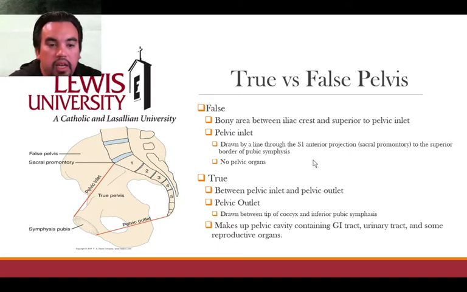And you can see that. And why it's called the false pelvis is because really no pelvic organs sit within this area. But then that leaves us with the true pelvis, and that's really between the pelvic inlet and the pelvic outlet. So here, between the top of that pubic symphysis and the inferior portion of that pubic symphysis to the tip of the coccyx, this is where all the pelvic organs sit. It makes up the pelvic cavity that contains the GI tract, urinary tract, and our reproductive organs.